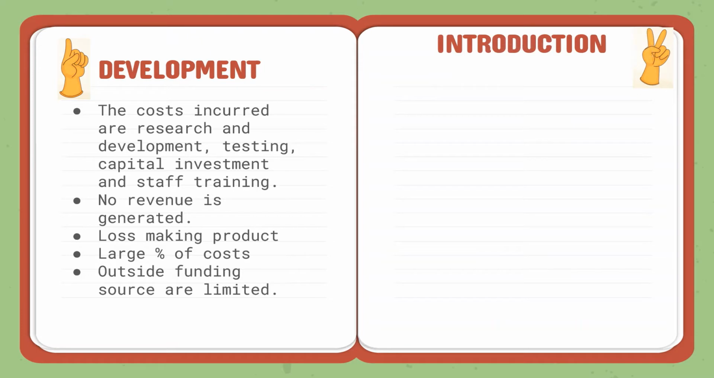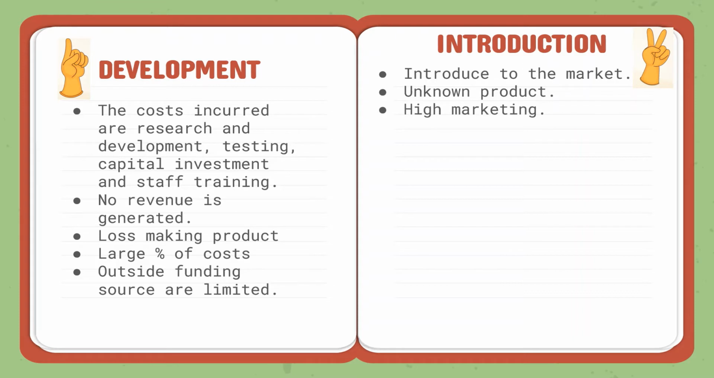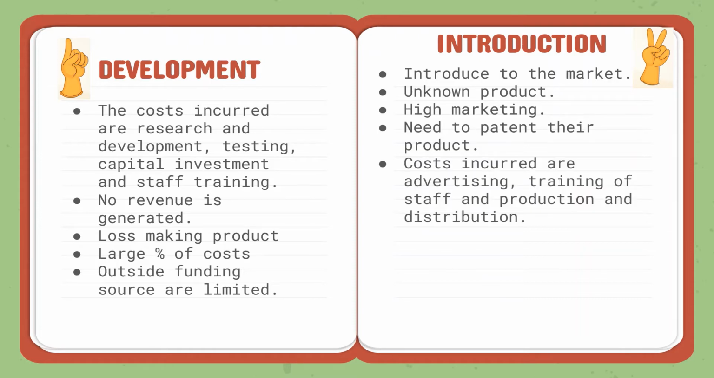For the second phase, the introduction stage, the product is introduced to the market for the first time. Once the product has launched, the company needs to have additional cost as it will be an unknown product to the market. Therefore, a high marketing effort at this stage is necessary to reach out to potential customers. The company also needs to patent their product to ensure that the product will not be copied by others. In this stage, the costs incurred are advertising or marketing and staff training. They also need to incur the cost of production and distribution as they will supply to the market.